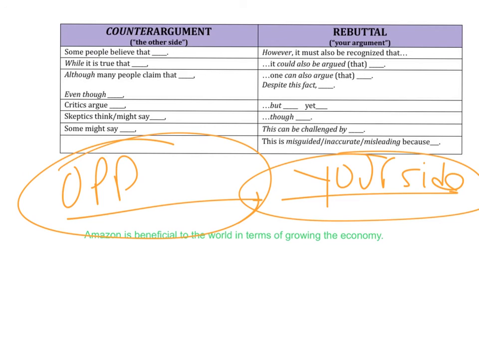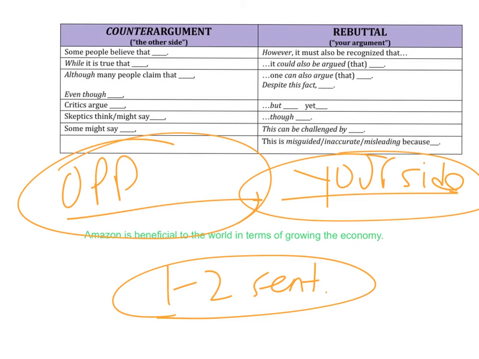It should be only 1 to 2 sentences max. Most of the time, 1 sentence is fine. Occasionally, you'll need a period and then a capital letter, or like in these 2 examples, however, or despite, or this can be challenged by. Some of those make 2 sentences, but the max you should have is 2.